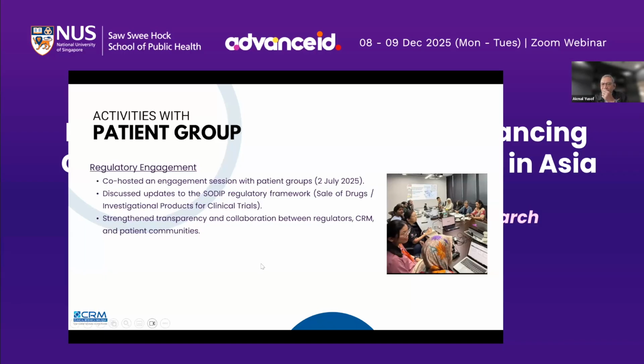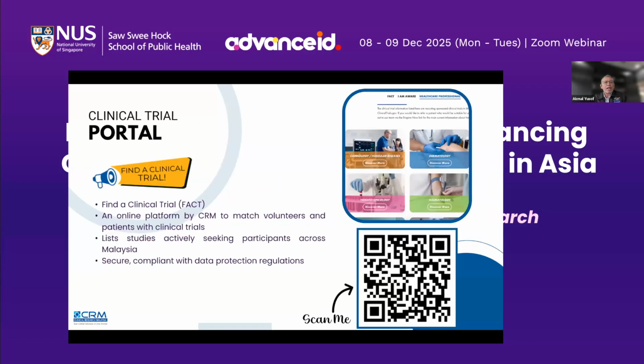So this is very important because sometimes you never know, you put in a regulation that doesn't really make sense to the patient community.